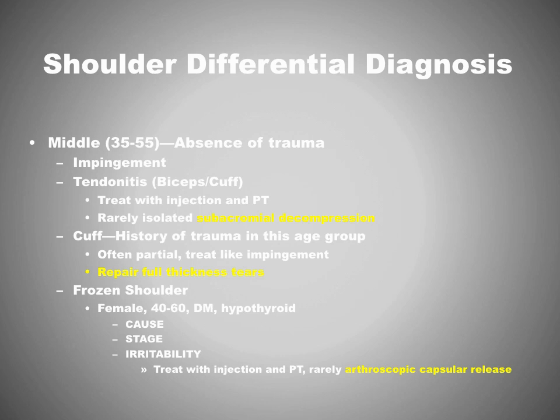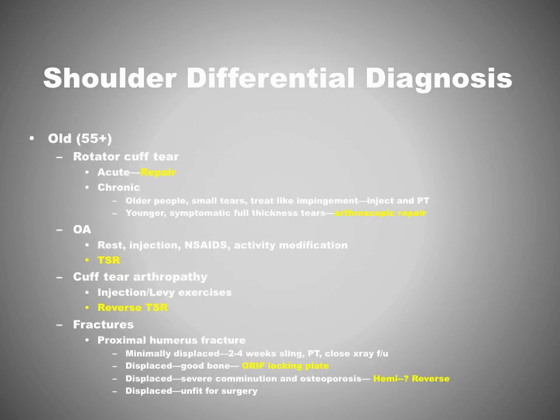So I grade these on cause, stage 1 through 4, and level of irritability. I'll treat these with 2 cortisone injections spaced 6 to 12 weeks apart, as well as physical therapy. Oftentimes you can get them better 8 or 9 times out of 10 without surgery. But if this doesn't work, we'll do an arthroscopic capsular release.